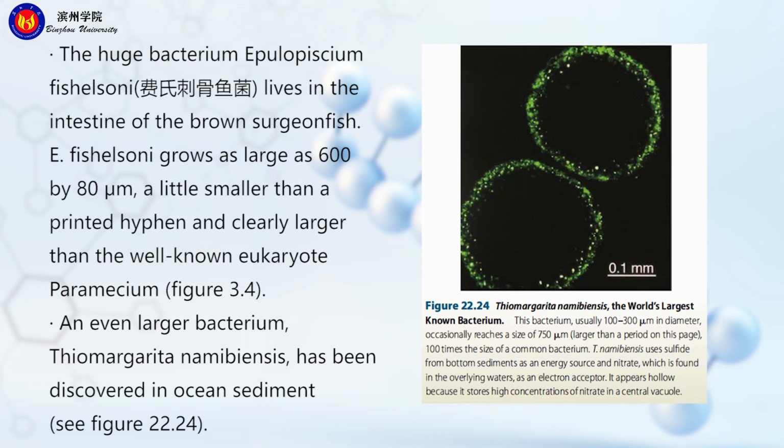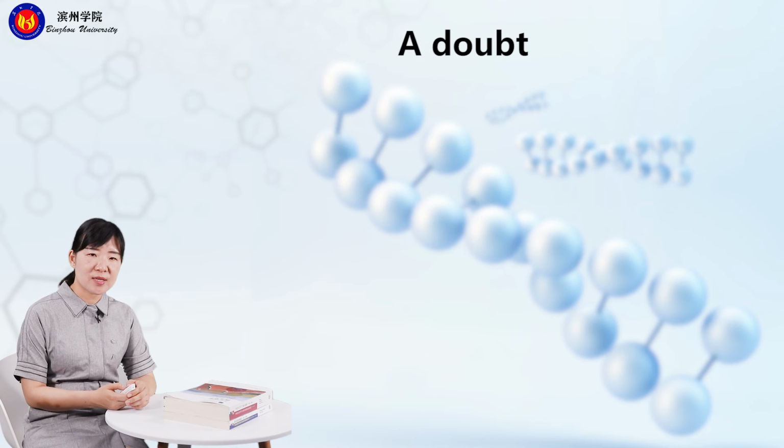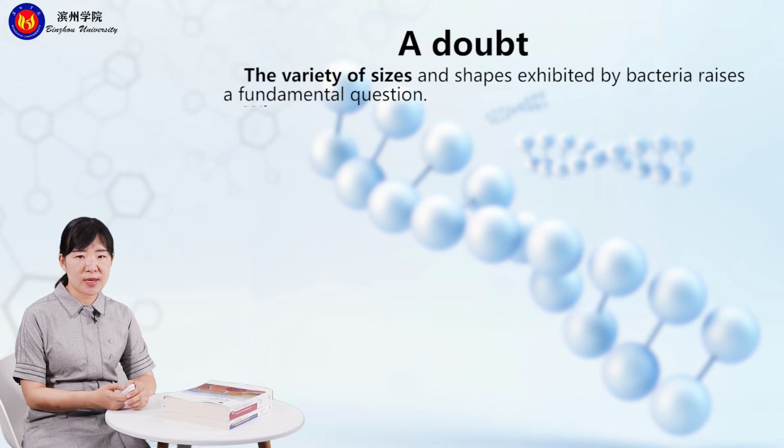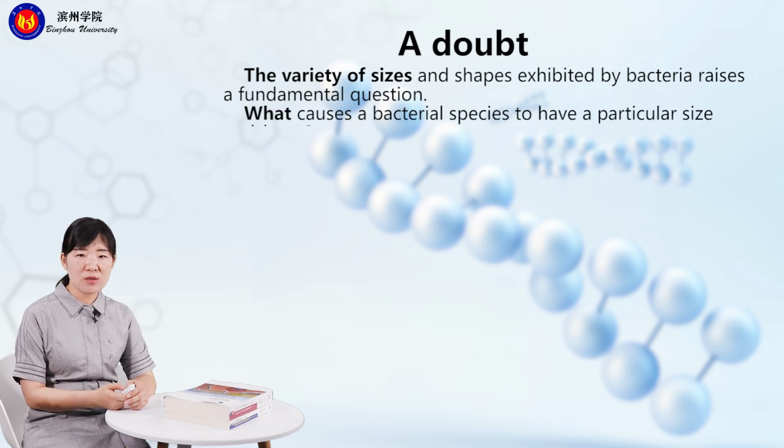An even larger bacterium, Thiomargarita namibiensis, has been discovered in ocean sediment. You can see it on this picture. The variety of sizes and shapes exhibited by bacteria raises a fundamental question. What causes a bacterial species to have a particular size and shape?